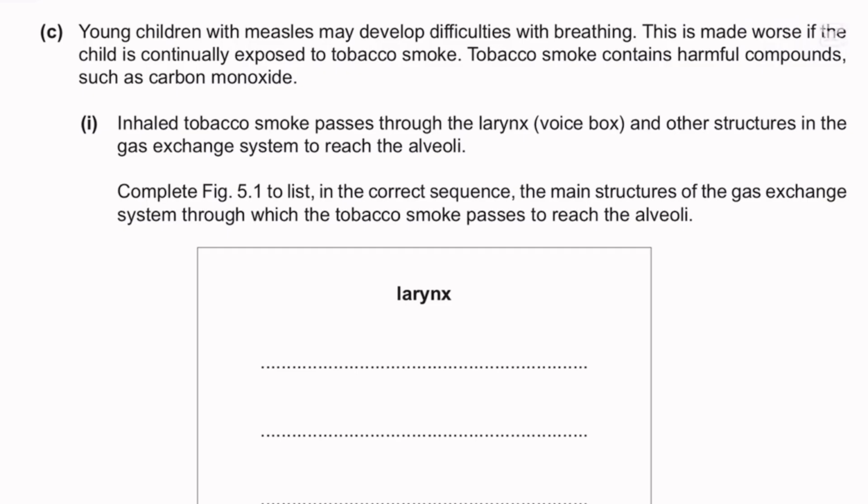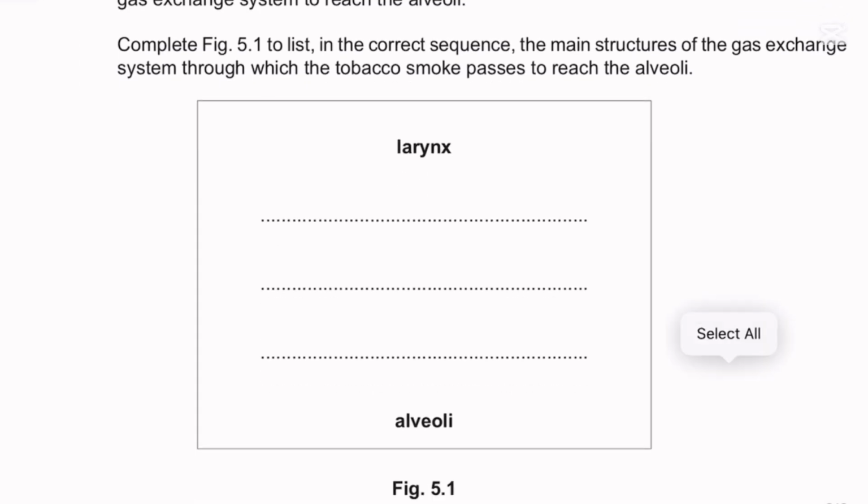C. Young children who have measles develop difficulties with breathing. This is made worse if the child is continuously exposed to tobacco smoke, and tobacco smoke contains harmful compounds such as carbon monoxide. I know that smoking is no longer part of the syllabus, however, we're going to make sure to check this. Okay. Inhaled tobacco smoke passes through the larynx, which is the voice box, and other structures in the gas exchange system to the alveoli. So this is not a question about smoking. It's a question about the gas exchange system.